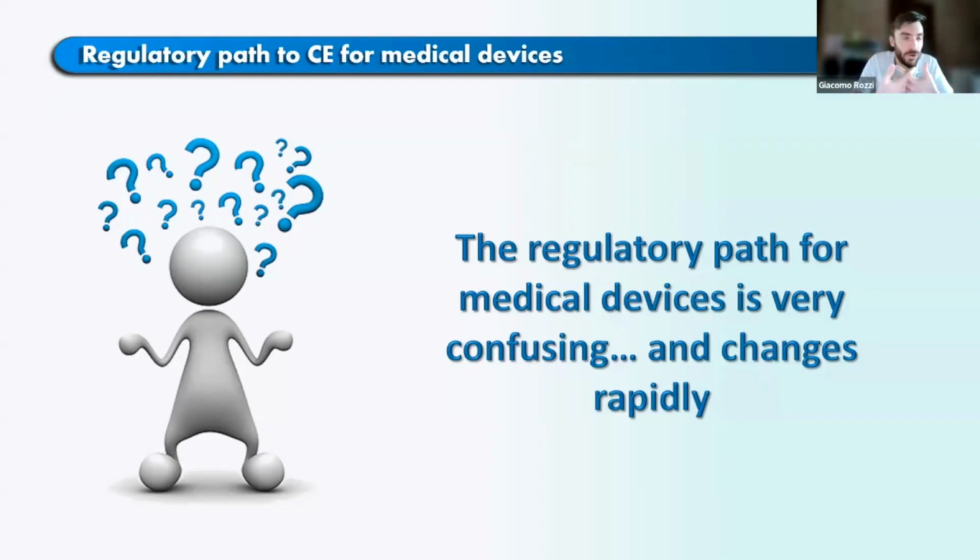And so we were very confused about it, because for the regulatory path you don't have a list like: you have to do this, this, and this, and point A costs X, point B costs X, and point C costs X. No, it's not like this. It's very weird to understand how the regulatory path works.